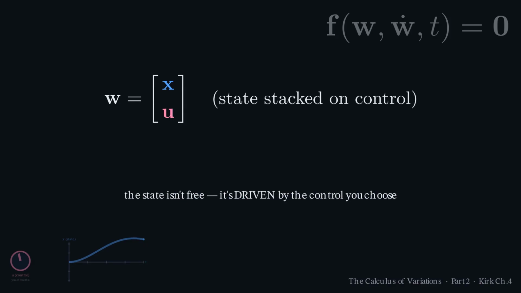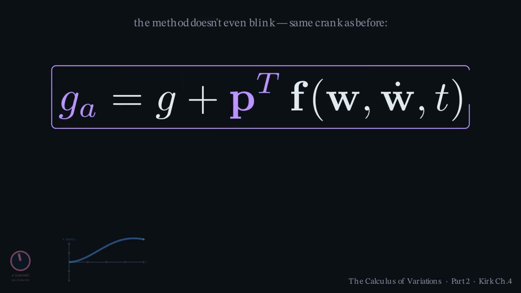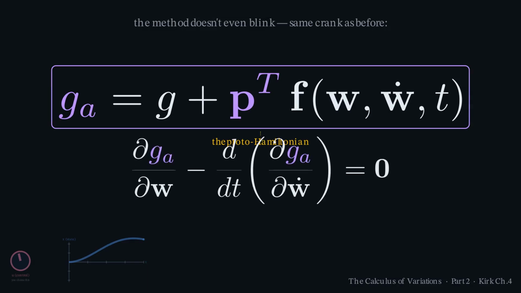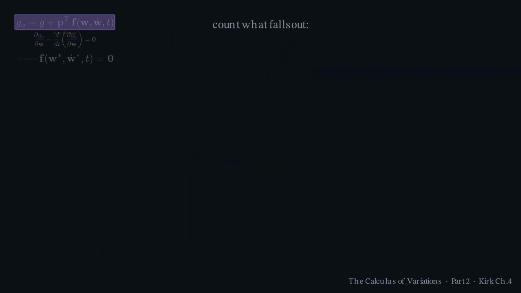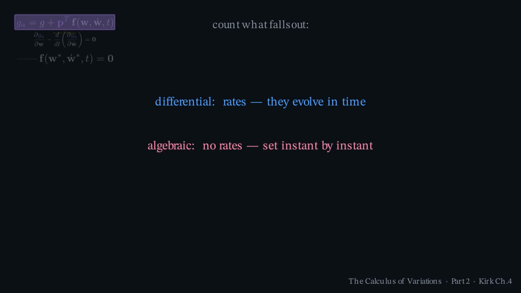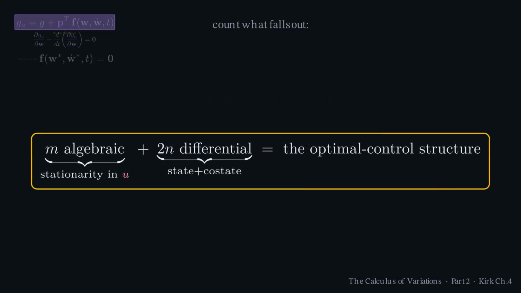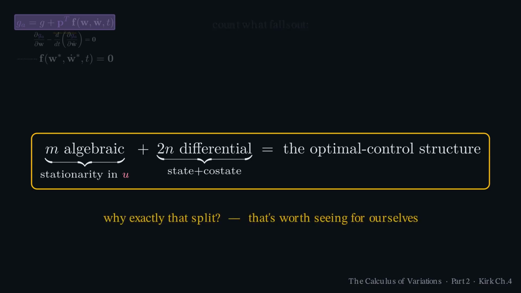The method doesn't blink. Form the same augmented integrand, g minus a equals g plus p transpose f. Write the same Euler equation on g minus a. Add the constraint back. Done. But look at the structure that falls out. Some of these equations are differential. They involve rates, they describe things evolving in time. And some are purely algebraic, no derivatives, solved instant by instant. Precisely m of them, the ones for the control, are algebraic. The other 2n, for the state and the multiplier, are differential. Why exactly that split? That is worth seeing for ourselves.